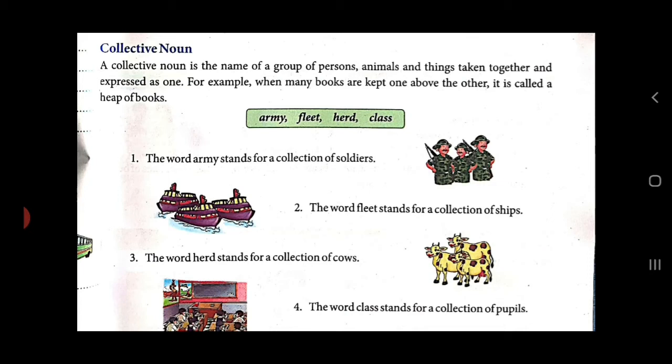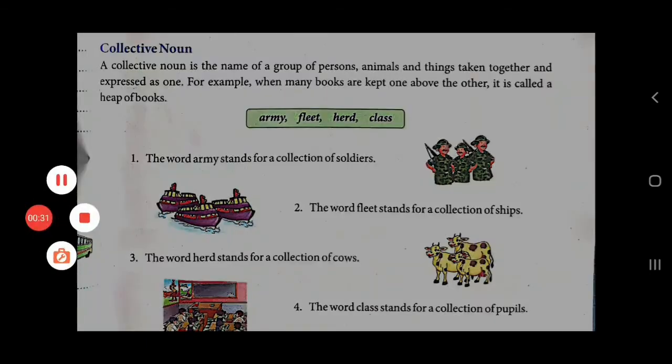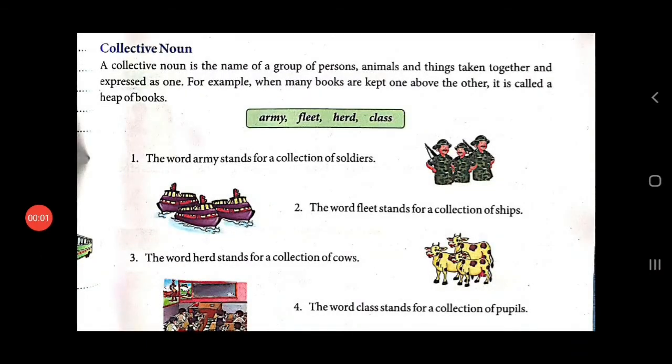Then here you can see other examples also are given. In the green box you can see army, fleet, herd and class. Now where army is used, children, see below it is given. The word army stands for a collection of soldiers. When we are talking about collection of soldiers, group of soldiers, okay, then which word we use for that? Army.